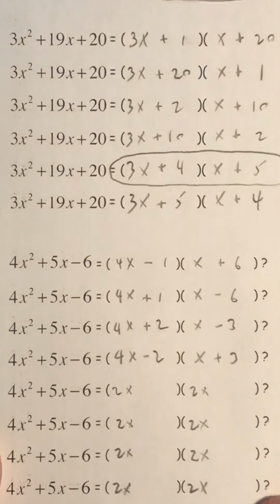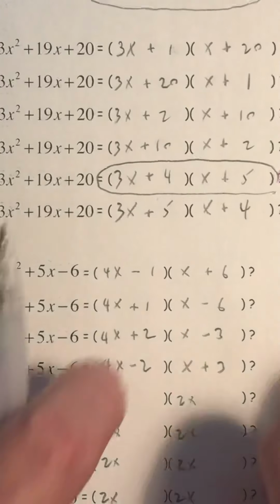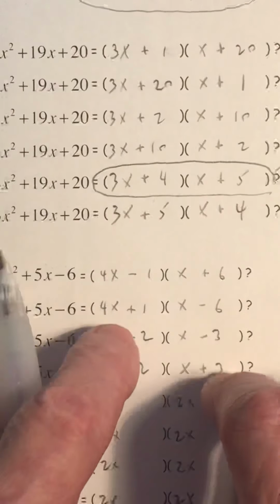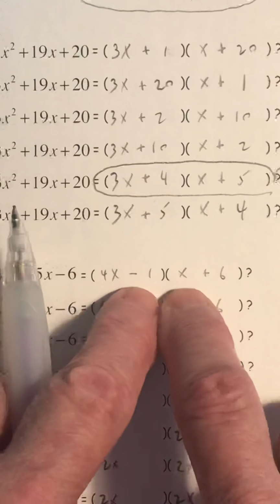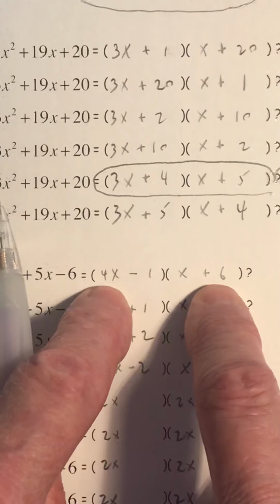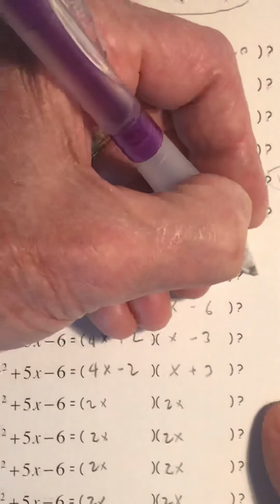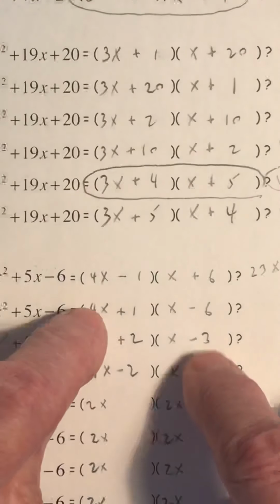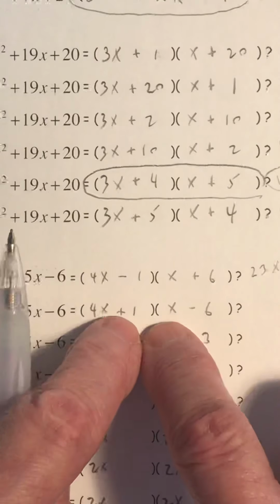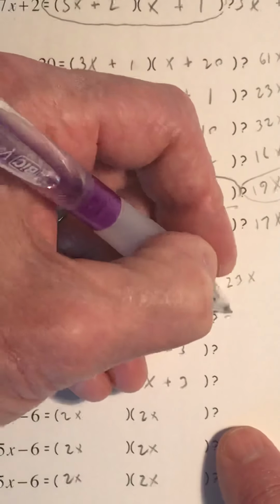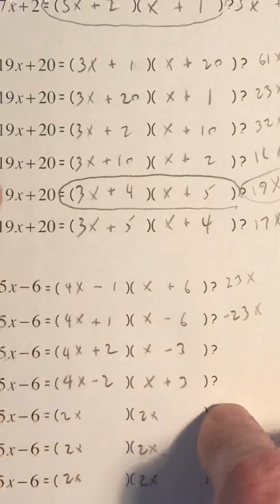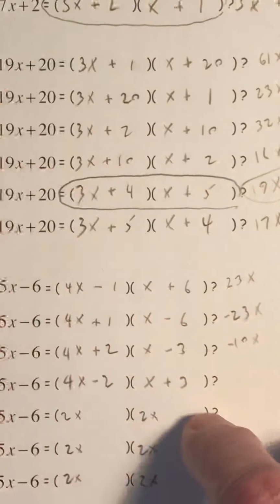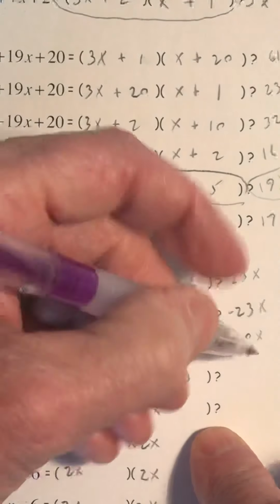And to get the 5 to come out in the middle, oh boy. Well, let's just try a few of these. And again, we know all these are going to come out 4x squared. They're all going to come out negative 6. What's the middle going to be here? 24 and minus 1. 24x and minus 1x. 23x in the middle. Minus 24 and then plus 1. That'll be minus 23x in the middle. Minus 12 and plus 2, minus 10x in the middle. Or plus 12 and minus 2, plus 10x in the middle.